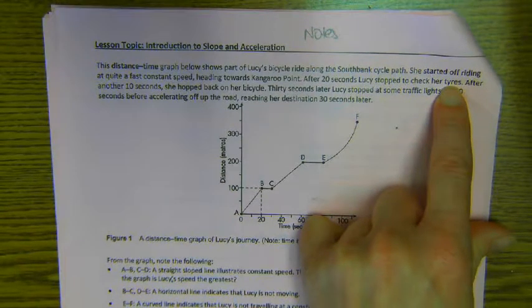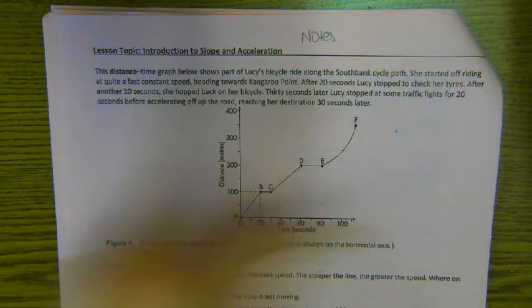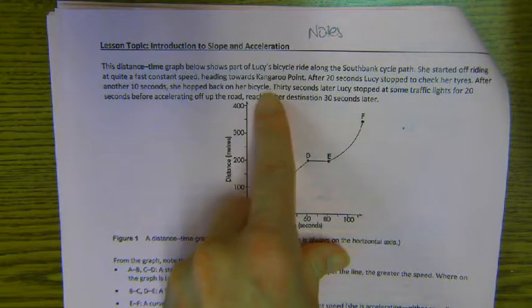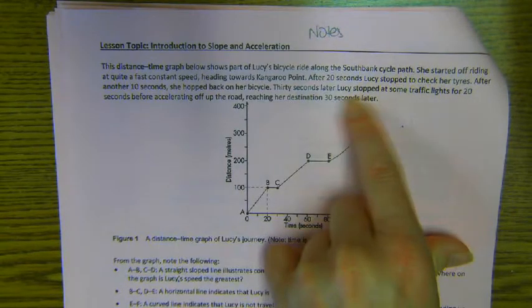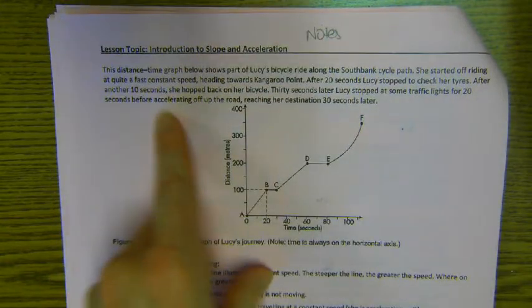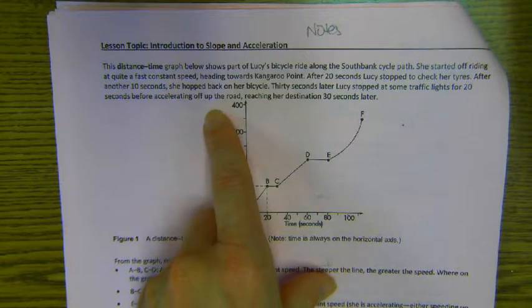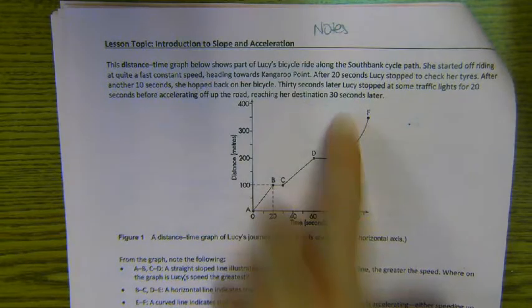Okay. All right. After another 10 seconds, she hopped back on her bicycle. 30 seconds later, Lucy stopped at some traffic lights for 20 seconds before accelerating off the road, reaching her destination 30 seconds later.